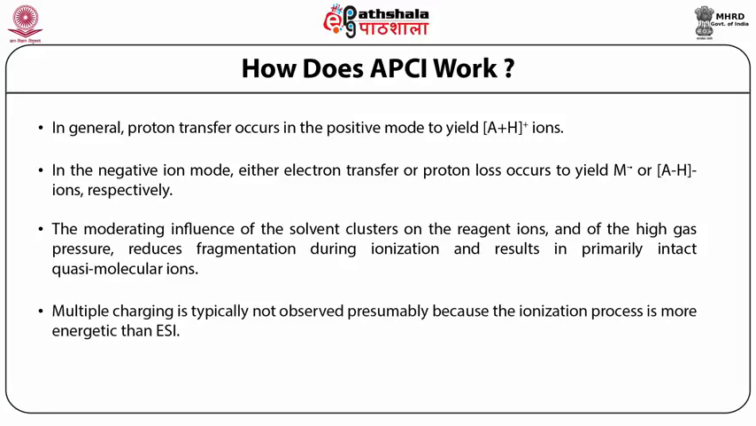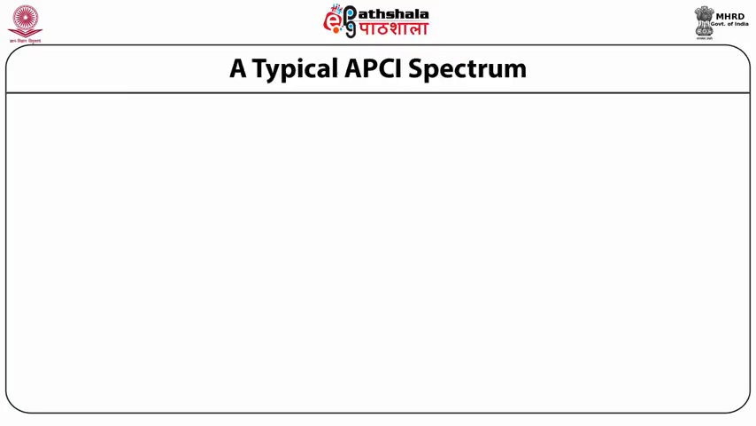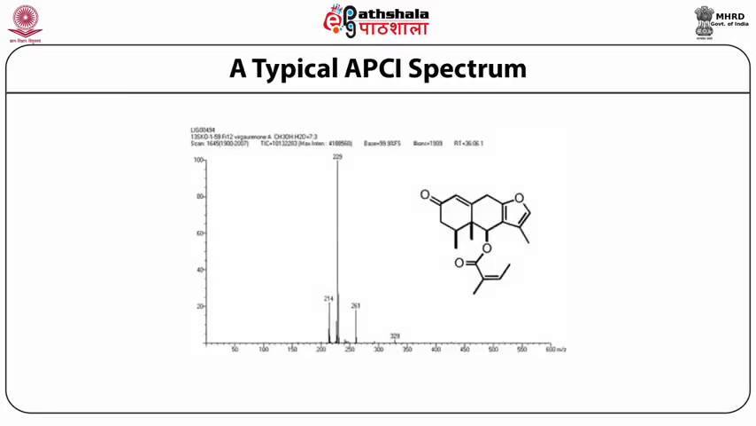Multiple charging is typically not observed, presumably because the ionization process is more energetic than electrospray ionization. So this is a technique which is used mostly for smaller molecules under analysis by HPLC mass spectrometry. A typical APCI spectrum is shown here for Virgo Orinon A.